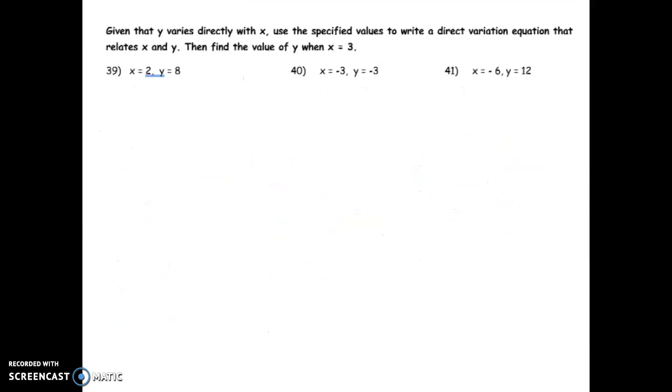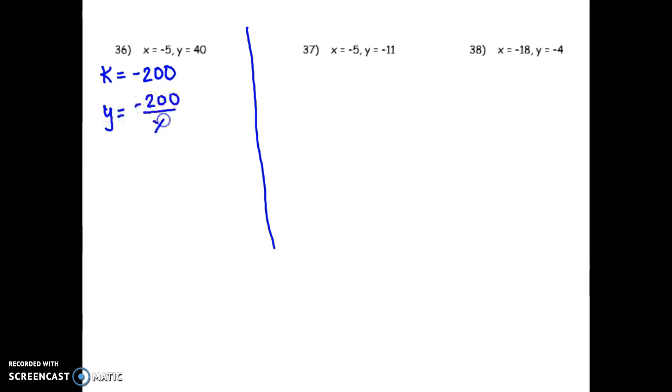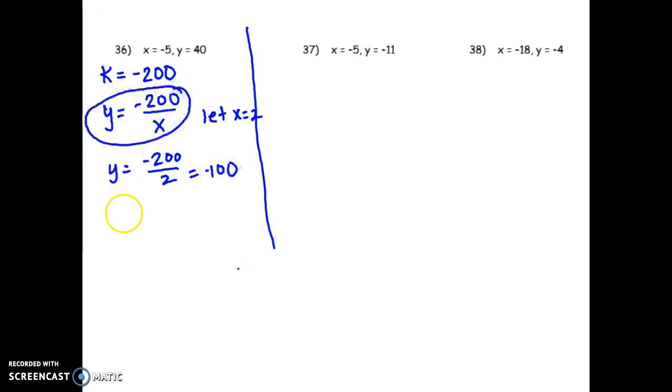Okay, all right, so moving on. Let's see, oops, I skipped a page. Yep, 36. Do the same thing. We're still doing inverse variation. So you guys try 36, 37, 38, and then pause it, and then come back and check. If I did 36, my k value is going to be equal to negative 200, because 40 times negative 5 is negative 200. So my equation is y is equal to negative 200 divided by x. When we let x be equal to 2, our y is going to be equal to negative 200 divided by 2, which is negative 100. So our input is 2, output is negative 100.